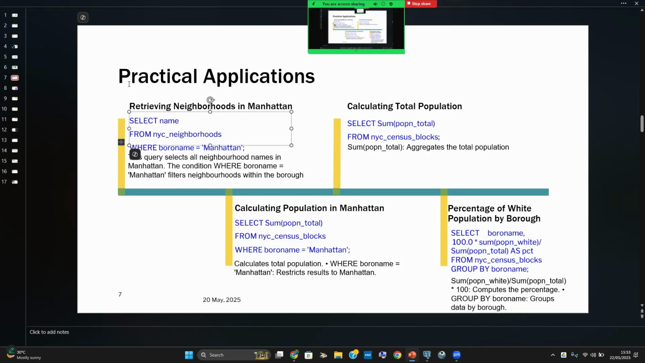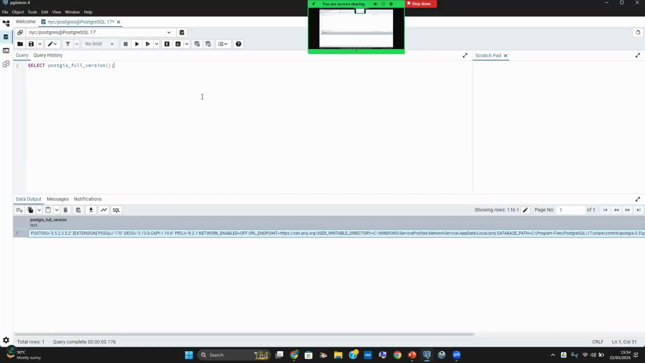So the first query we have here, right, is that it selects all the neighborhoods where the borough name is Manhattan. So the key function here is select name. So it's going to retrieve all the neighborhood names where borough name is Manhattan. It's very simple once you understand the language to some extent. So it limits our selection here to Manhattan. So let's run it and see what we have.